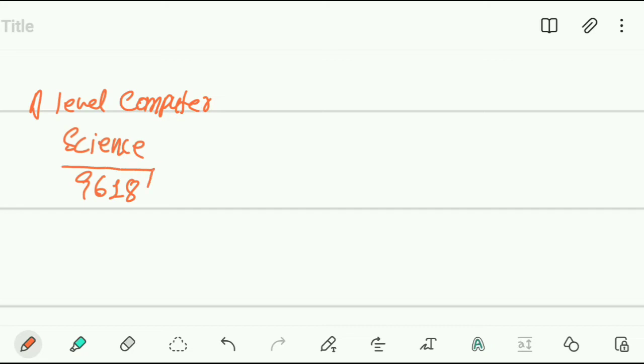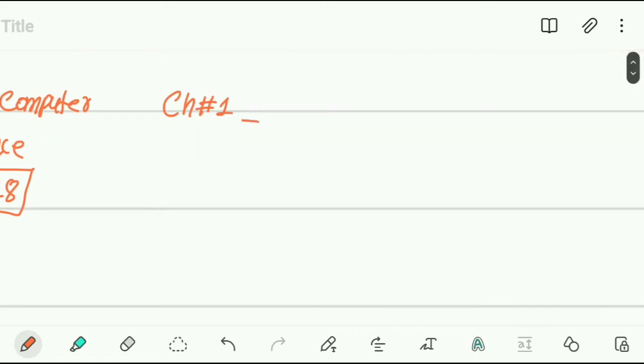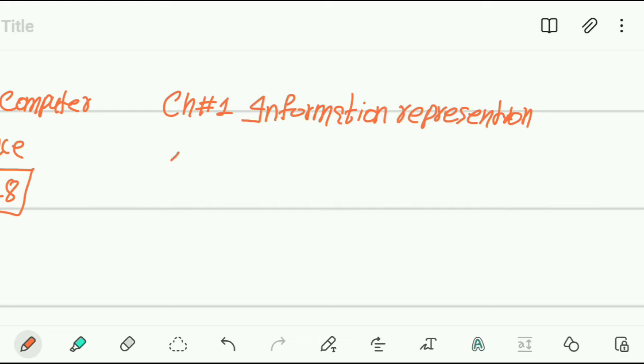This is A level Computer Science. The code is 9618, which is obviously updated. The old version was 9608, but now it's 9618. Okay, and today our chapter is chapter 1. Chapter 1 has 3 parts. The first one is data representation. So for now we are starting with this subtopic, which is 1.1. So the subtopic is data representation.